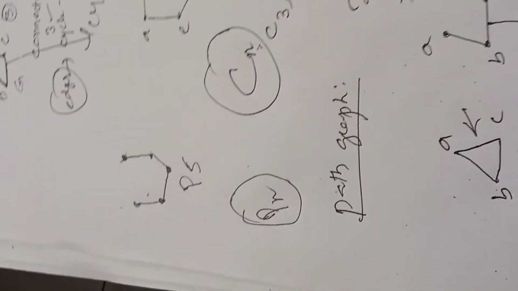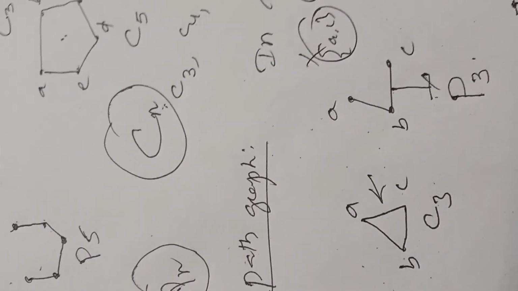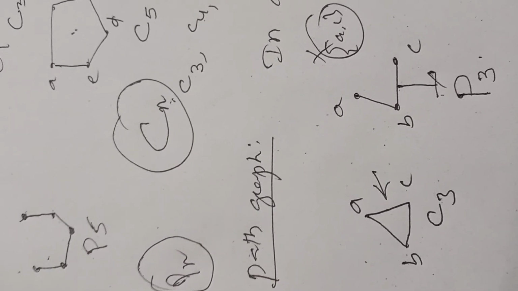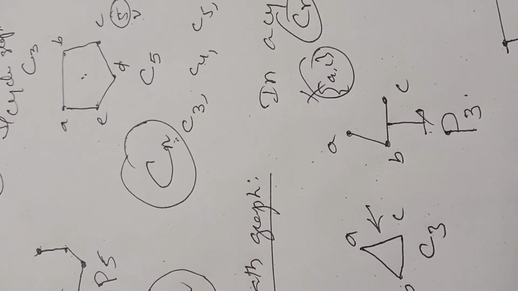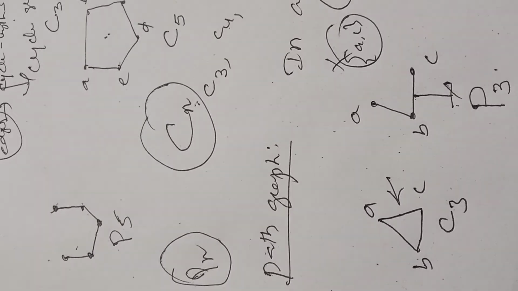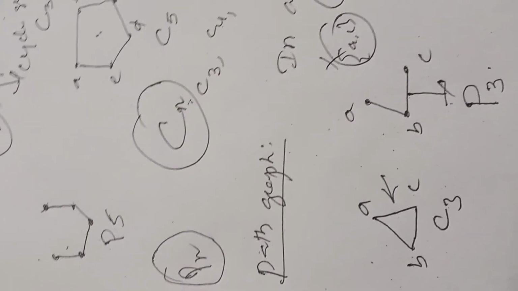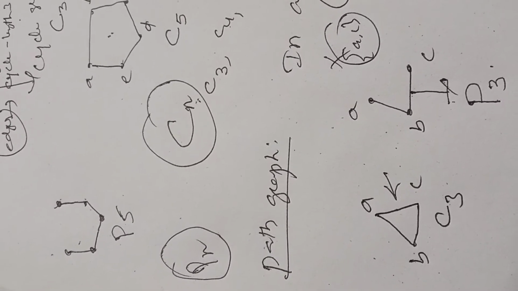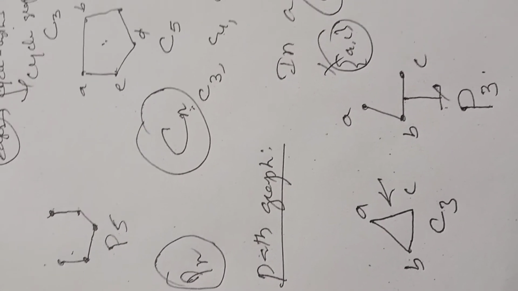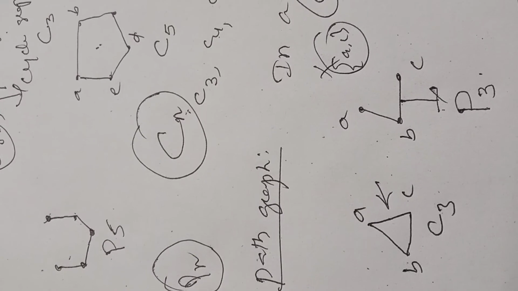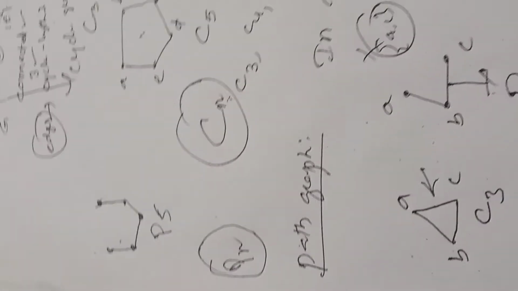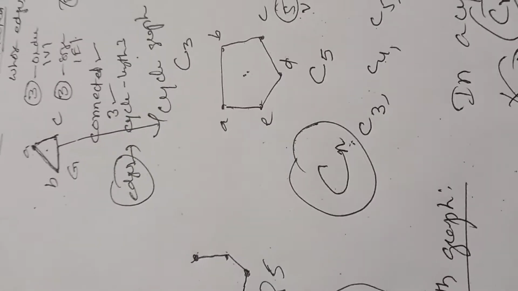Once again, what is the definition of a path graph? A graph obtained by deleting or by removing an edge from a cycle graph of order n is called a path graph. It is denoted by P suffix n, where n denotes the number of vertices in the path graph. Right?